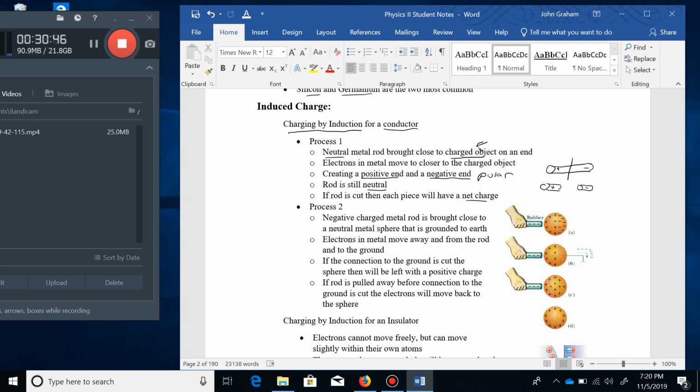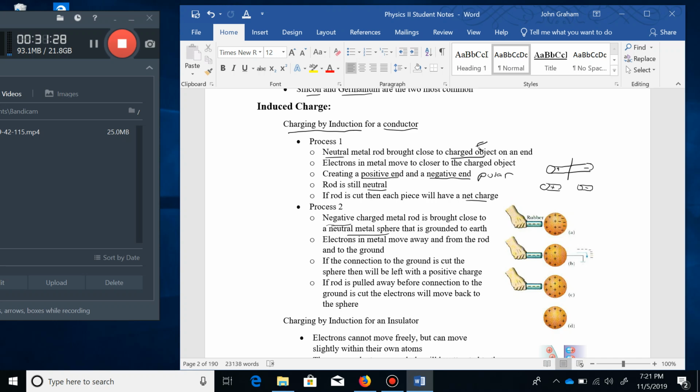to cause a separation between the positive and negative charges so we can isolate them, basically. The other process is we bring a negative charged metal rod close to a neutral metal sphere. So this is where the picture comes in. We get the negative charged rod, and this sphere is neutral, but what ends up happening is half of the charges, the positive half, go towards the negative, and the negative half goes away from the negative.